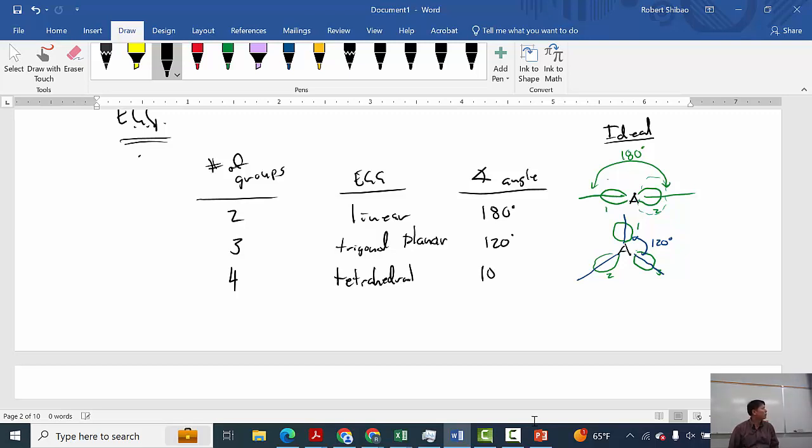If we have 4 groups, then the EGG is tetrahedral. And the angle is going to be 109.5 degrees. This is rounded to 4 sig figs. To 5 sig figs is 109.48. To 3 sig figs is 109.